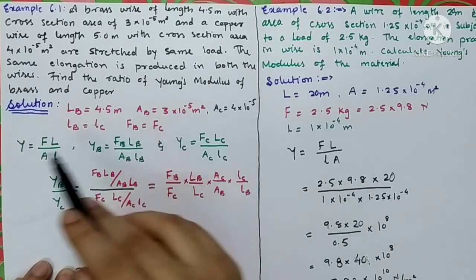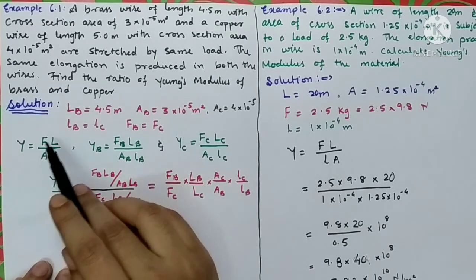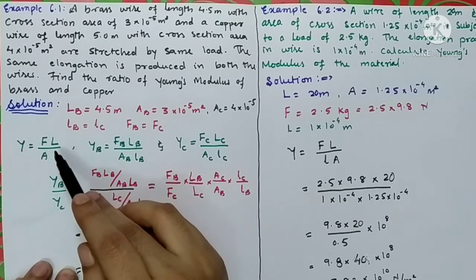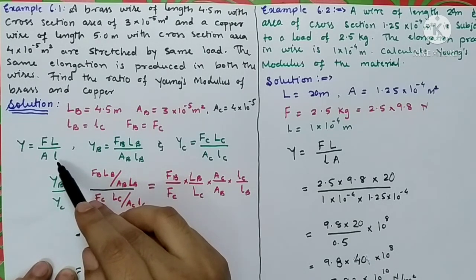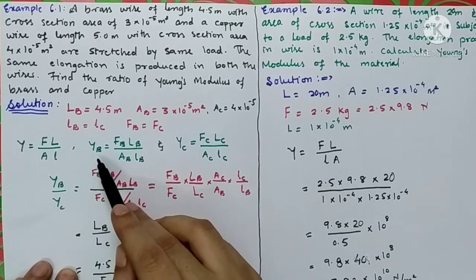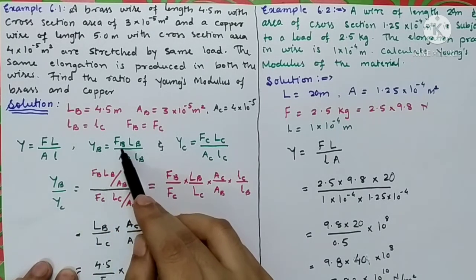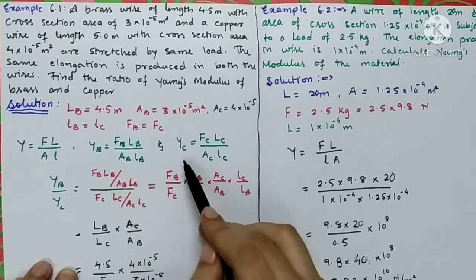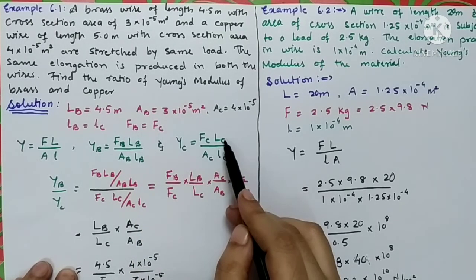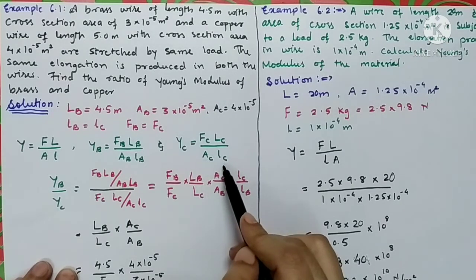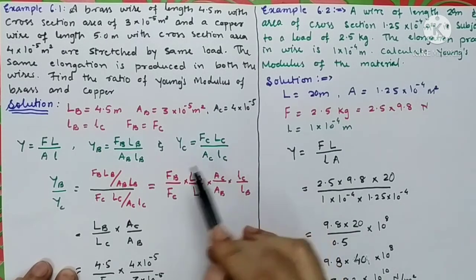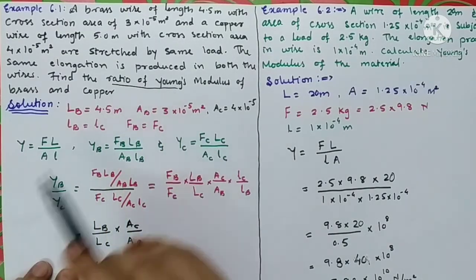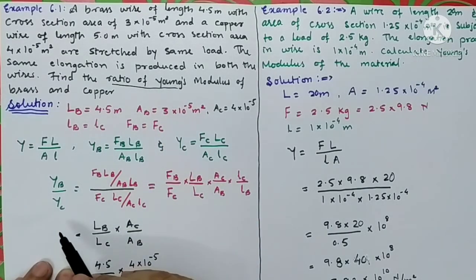Then we have the formula of Young's modulus as stress upon strain. It is F upon A into L upon small l. For the brass wire, Young's modulus will be written as FB into LB upon AB into lB, and for the copper wire, it is FC into LC upon AC into lC. Now the ratio of brass to copper, because you have to find the ratio of Young's modulus of the brass to that of the copper.